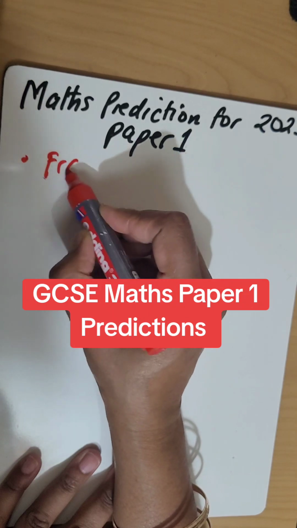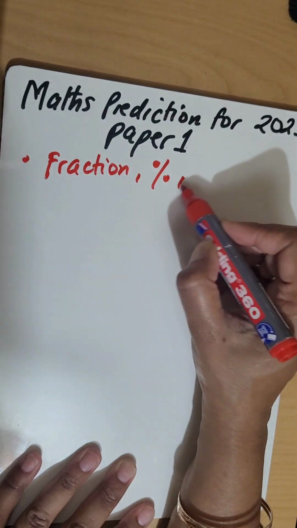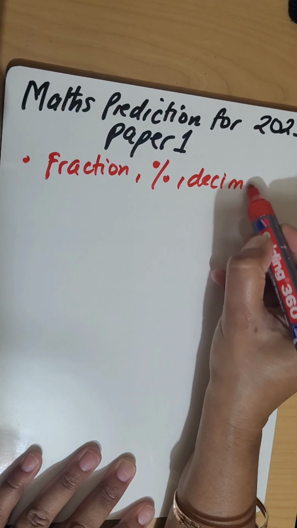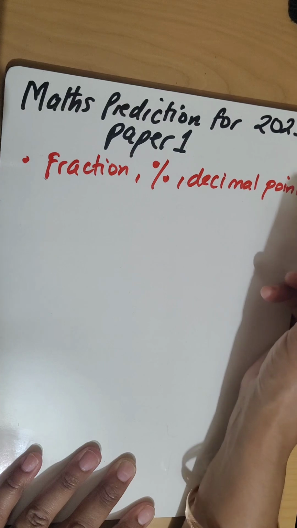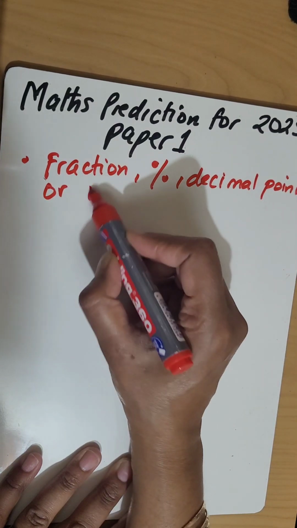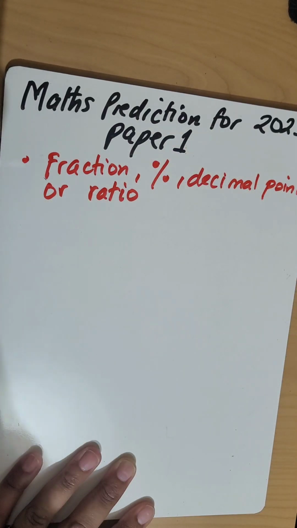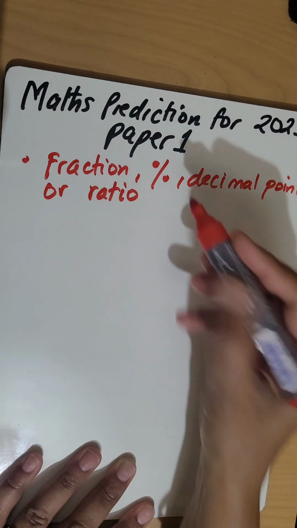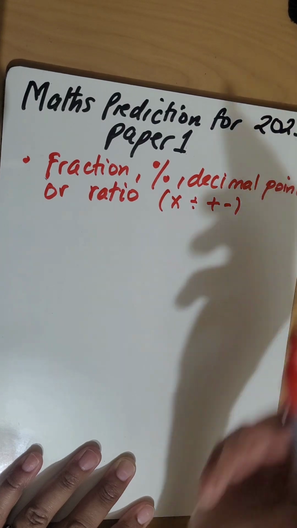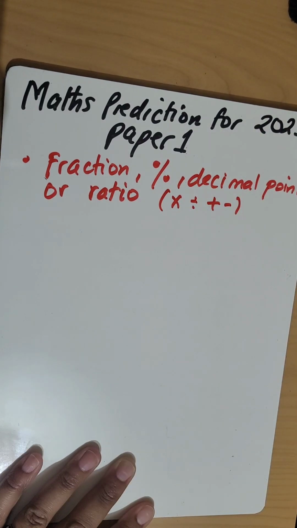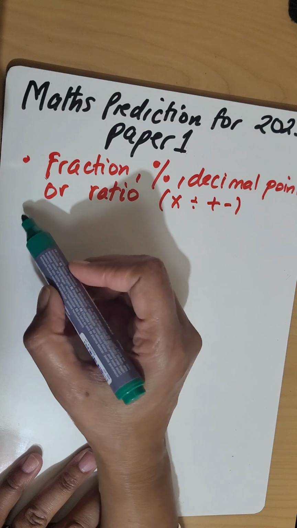On fractions. It could be percentages, decimal point, or ratios. So this is normally one of those first questions that can come up in the exam, and they can ask you to multiply, divide, add, or take away. So just make sure you are aware of how to do them and rearrange them accordingly.